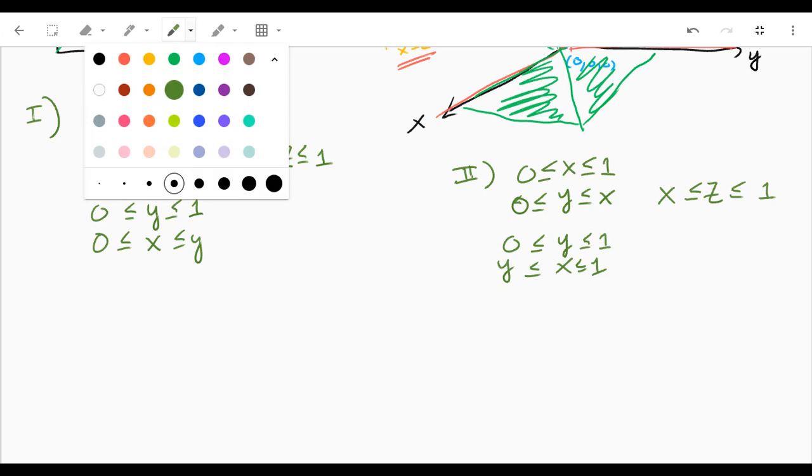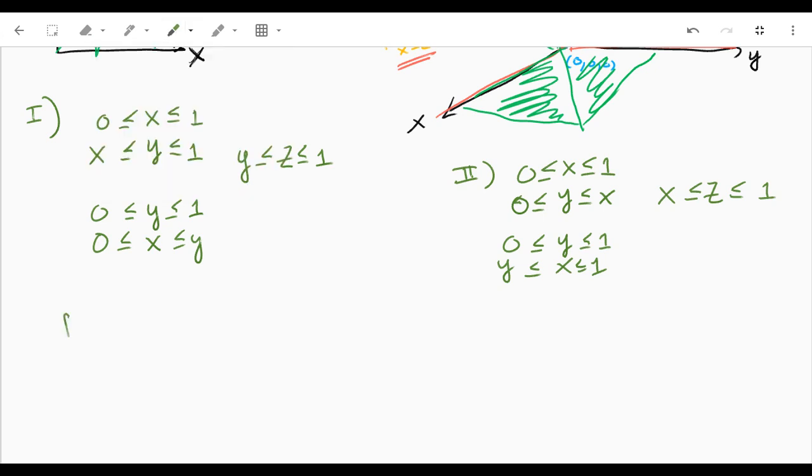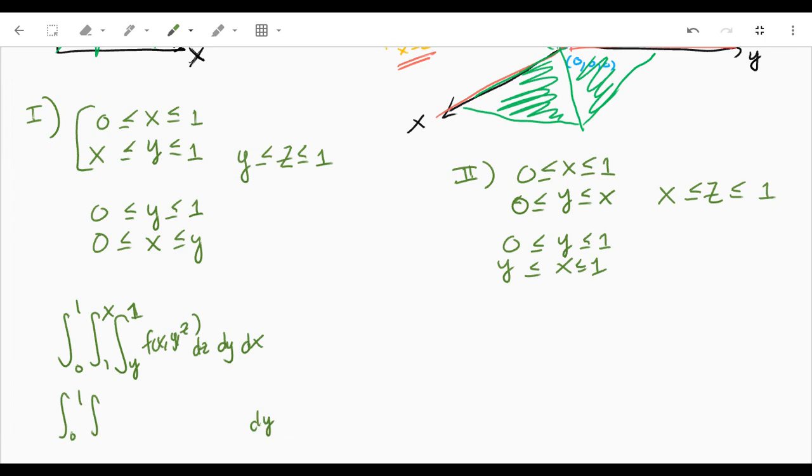Okay, so for region 1, we can have your integral, let's start with the first one here, 0 to 1 dx, 1 to x dy, and y to 1 dz of f(x,y,z). Or we can do it as 0 to 1 dy, 0 to y dx, and then y to 1 dz of f(x,y,z). Okay, so there's the two ways that we could write region 1.